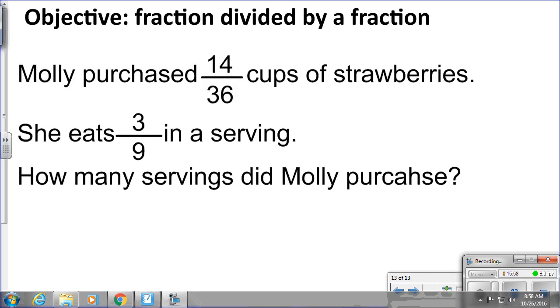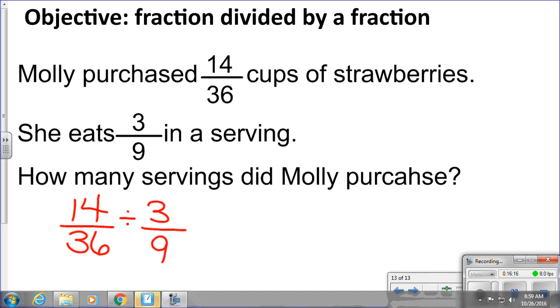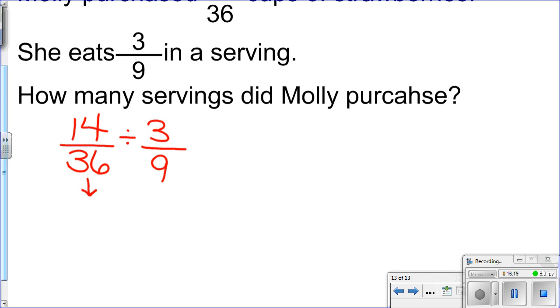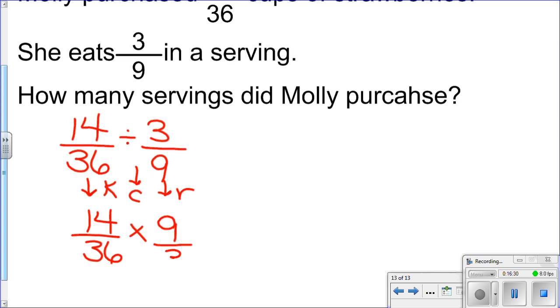Last question. Molly purchased 14/36 cups of strawberries. She eats 3/9 in a serving. How many servings did Molly purchase? This is a division problem. 14/36 is what she purchases, and she's dividing them into 3/9 servings. We need our knowledge of keep, change, reciprocate. 14 over 36. Change division to multiplication and reciprocate to 9/3. 14 times 9 is 126. 126 over 108.